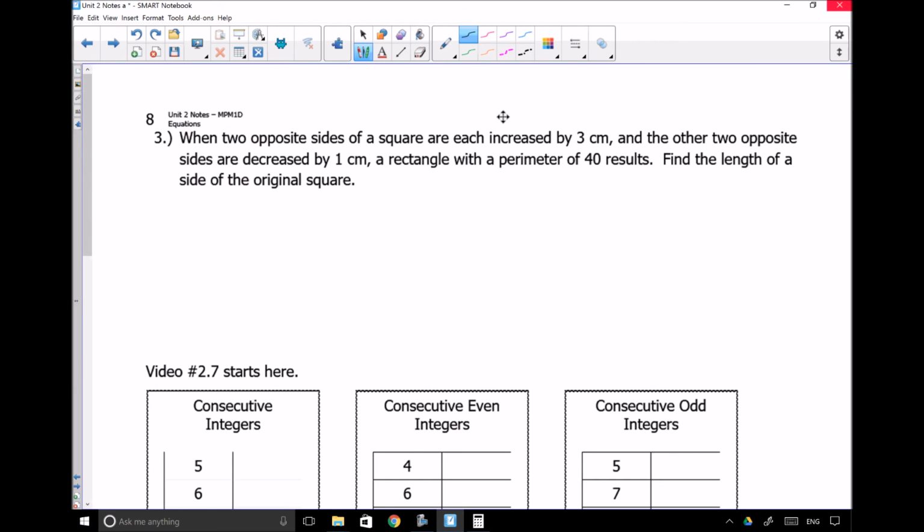All right, we have one more question for this video. So let's take a look and see what happens in number 3. It says when two opposite sides of a square, so it's important to know that we've got opposite sides of a square, are each increased by 3 centimeters, and the other two opposite sides, it's important that there's 2 of them, are decreased by 1 centimeter, you end up with a rectangle with a perimeter of 40. Okay, find the length of a side of the original square.